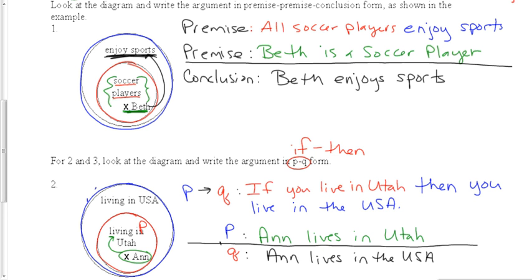Now I did flip my P's and Q's here. Sorry, my colors are wrong. My P is the inside and my Q is the outside, so I apologize. So here we have that one.